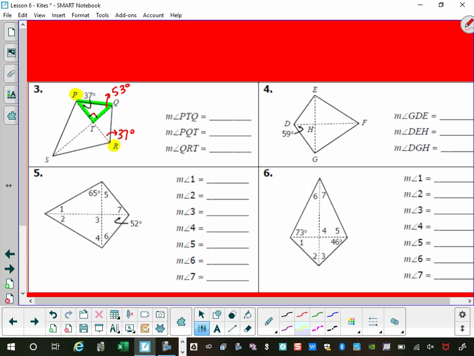So now they're asking for the measure of PTQ. What's the measure of PTQ? Guys, this is so painful. Start at P, go down to T, go up to Q. What is that middle angle? Thank you, 90 degrees. That's unit 1, day 1. We have to know how to name our angles. The measure of PQT, 53 degrees. And then the measure of QRT, 37 degrees.